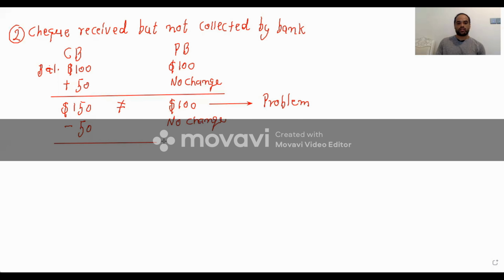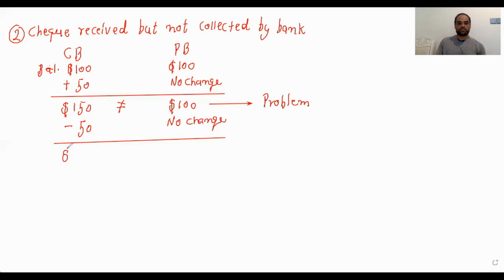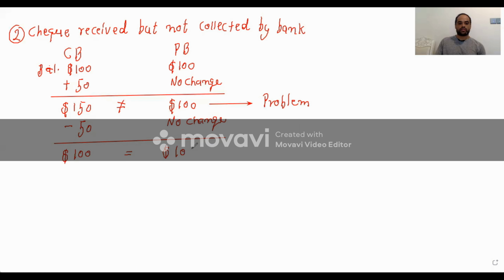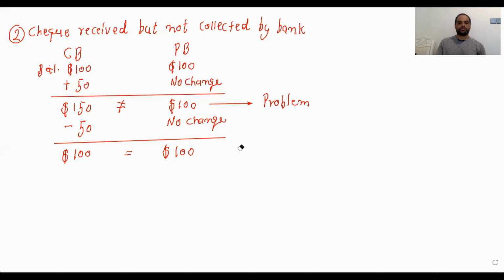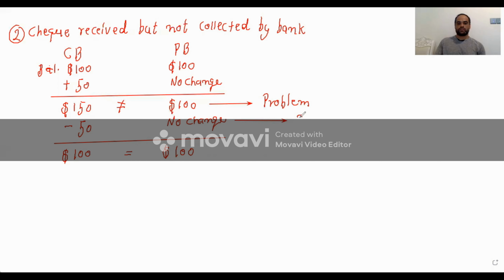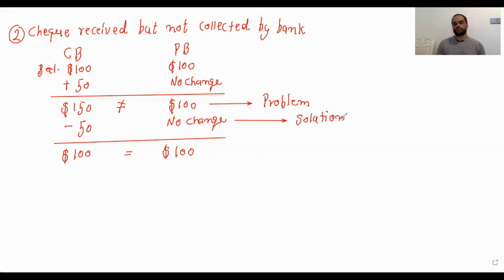So finally, your balance is equal, $100 and $100. So this is the solution here. This is the solution to make balance equal of your cash book and the passbook. So that is your second time difference.